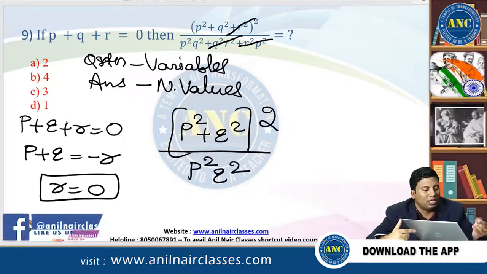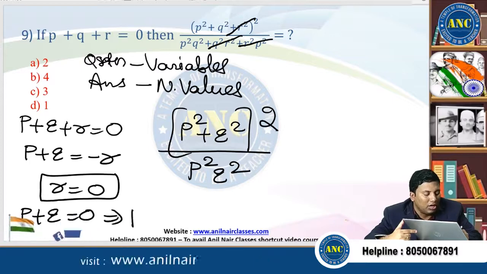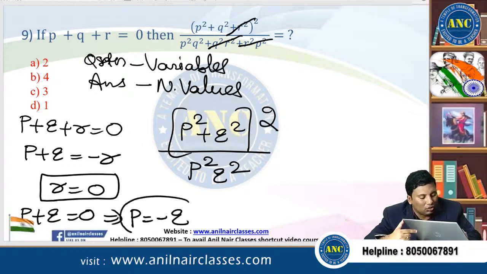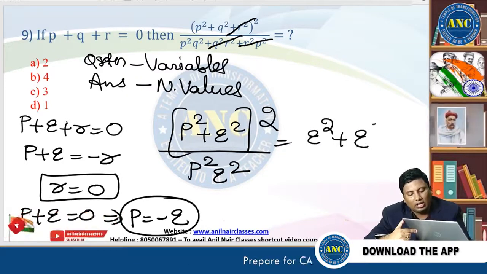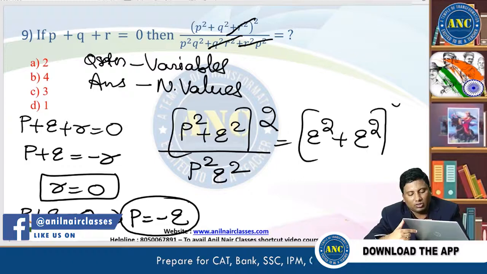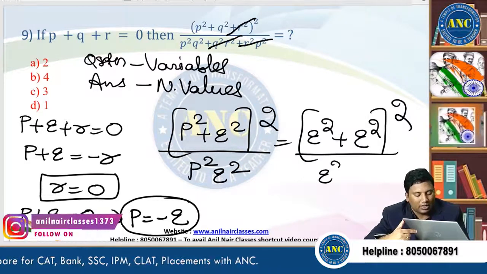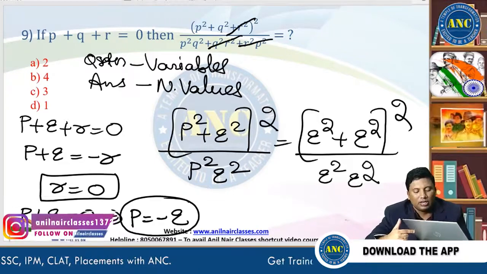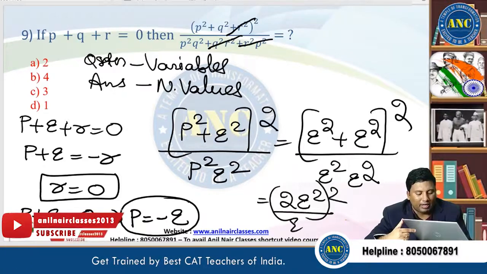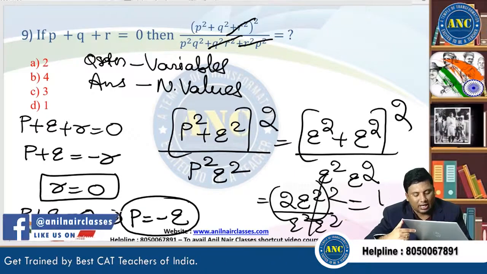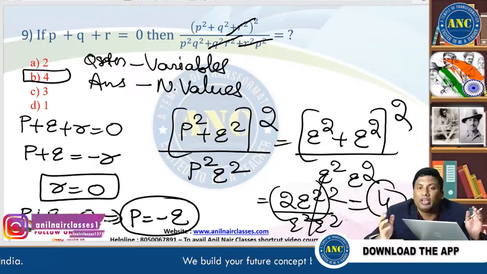If P plus Q is 0, P is minus Q. P square is Q square. Q square plus Q square whole square divided by Q square, Q square. So it is 2Q square whole square divided by Q square, Q square. Cancel. Answer is 4. Such an easy question if you understand which method to use.